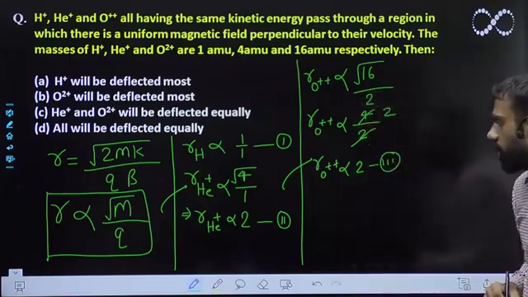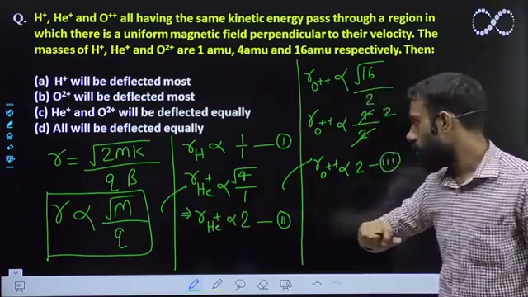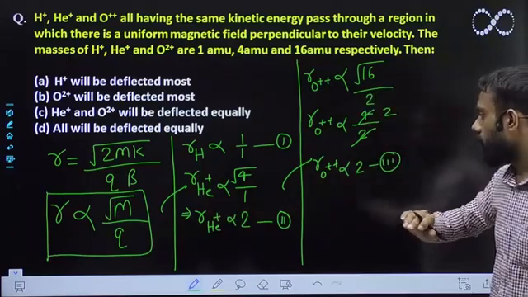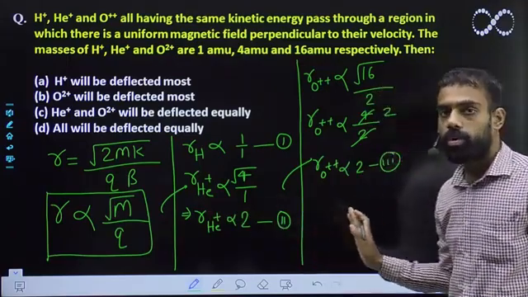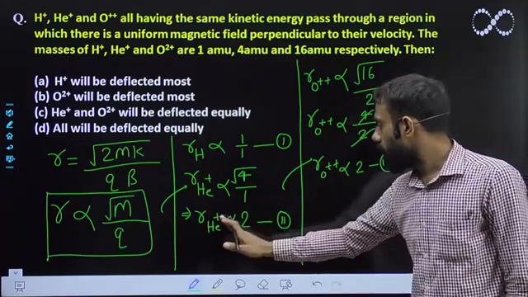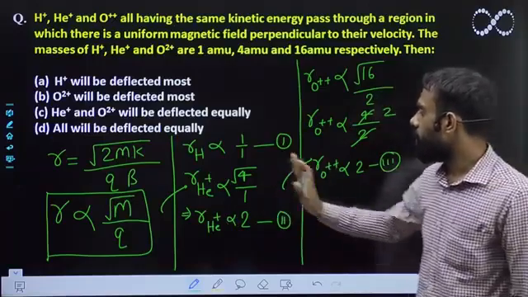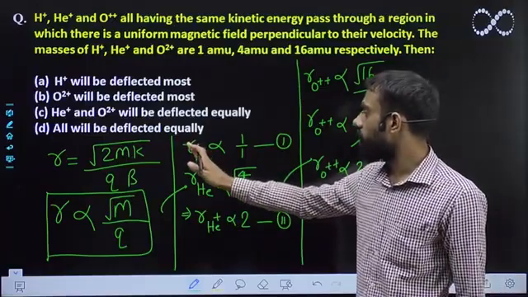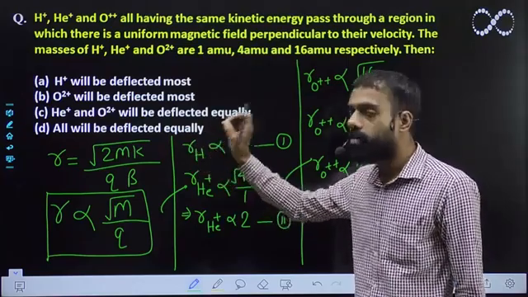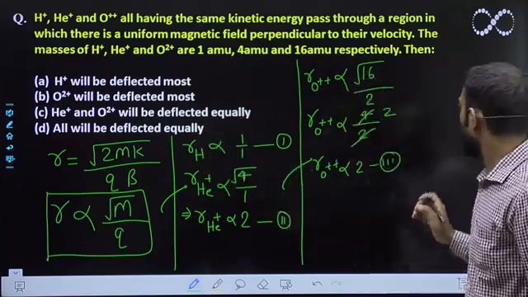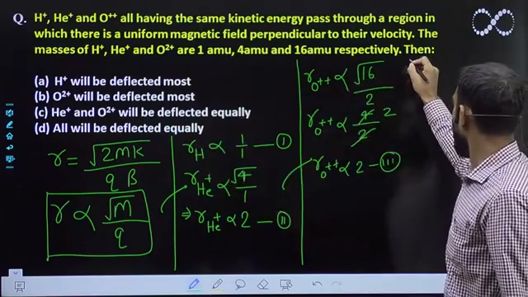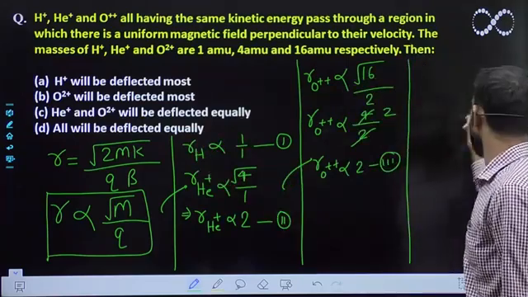Now you can easily see the radius of helium and the radius of oxygen are both directly proportional to 2 only. So I can say here helium and oxygen will have the same radius, but the hydrogen will have a different radius and that will be smaller. So what will happen here if I give you the picture?